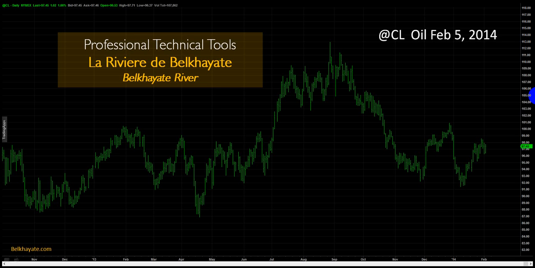We're using the professional technical tools developed by Mustafa Belkhayate, the Rivière de Belkhayate, or the Belkhayate River. The chart that you're looking at right now is the daily bars of the oil, and let's move to applying the indicator.